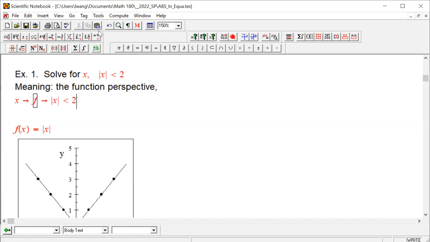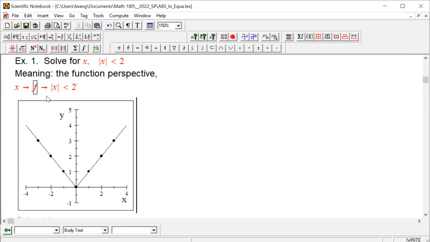What is the output? We've seen the graph. The output is the vertical, and the input is horizontal from the origin. Output is vertical from the origin. You have the same point of reference. So in this case, the output is less than 2.